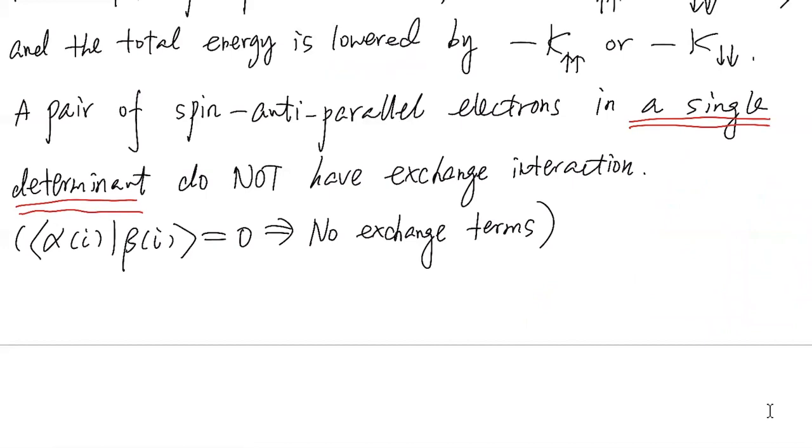Okay, the Coulomb repulsion is always there, that's for sure, because you can have a classical analog. You always have classical Coulomb repulsion. That is, you always have the J integral. The J integral is larger than 0, and because of classical repulsion, or quantum mechanically because of the J integral, the system energy is raised by J. All right. But for the exchange, if you only consider a single determinant, then a pair of spin anti-parallel electrons do not have exchange interaction. Okay.